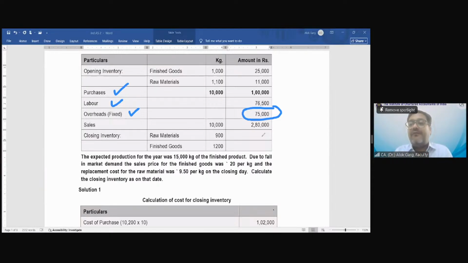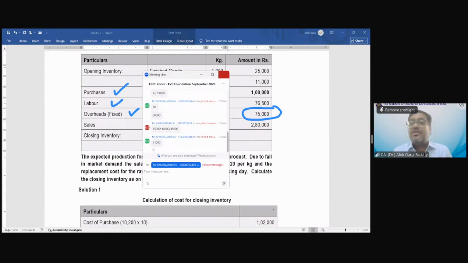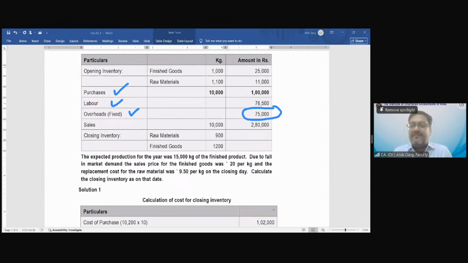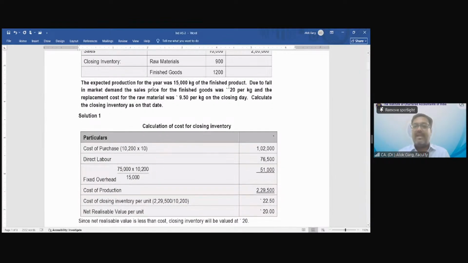So what is my fixed overhead per unit? 75,000 divided by 15,000. So what is my allocated fixed overhead? 5 rupees per unit. So what is my total fixed overhead which has to be charged to the inventory? 10,200 multiplied by 5, 51,000. Right? So your purchases, your labor, your overhead is over. These three costs are over. Now what is the total cost of inventory? Your total cost of inventory is 1,02,000, 76,500 and 51,000. Your total cost of production is 229,500.